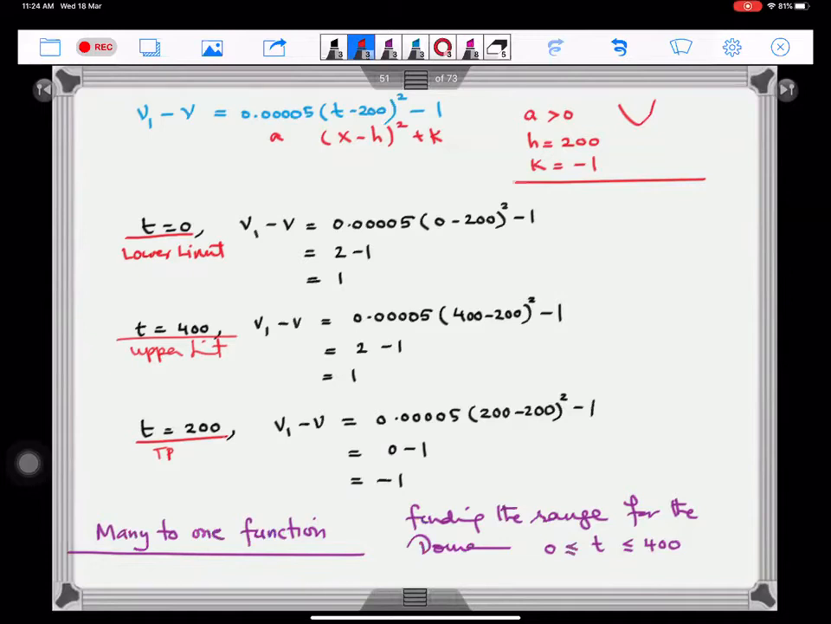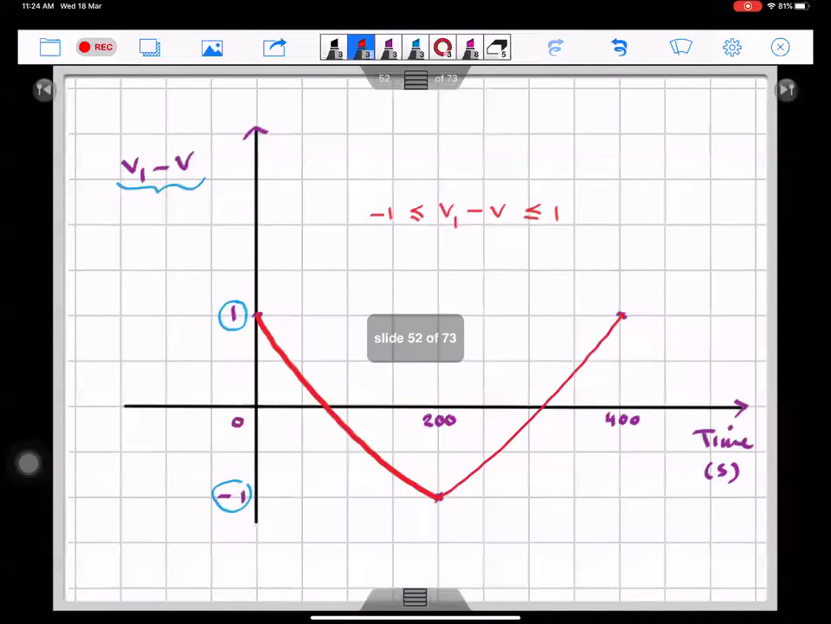Done. Someone could have drawn a graph also. V1 minus V goes on the y-axis, time goes on the x-axis. For the x coordinate of the turning point of 200, the y coordinate of the turning point is minus 1. When you plug in 0, you get 1. When you plug in 400, you still get 1. Therefore, the highest value of this function is 1 and the lowest value is minus 1.